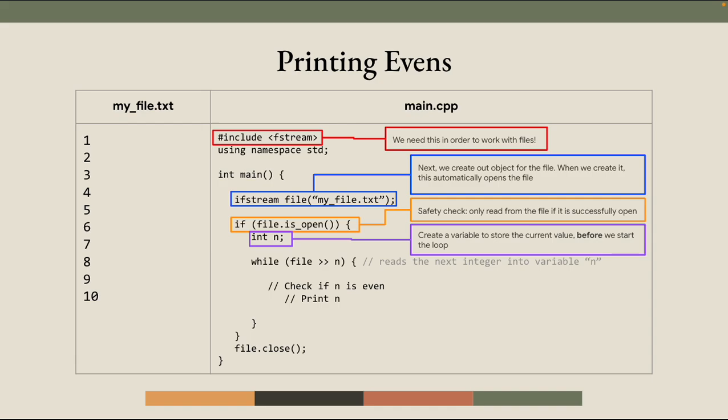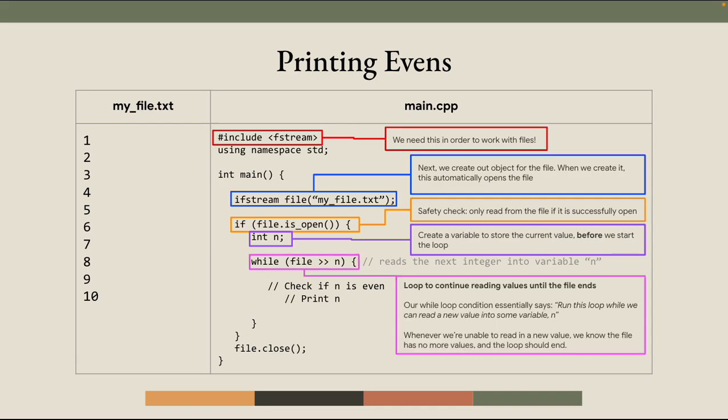So this is the important piece, this while part. What this says is while, and this is me actually reading in the value. So I'm saying while the file is able to read in a new value, do it. So this in itself does two things. It checks if we're able to successfully do it, and it actually does it.